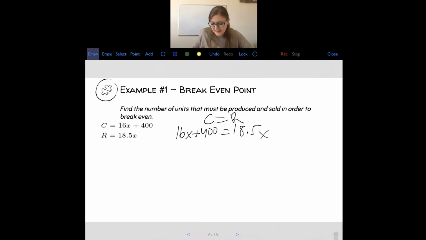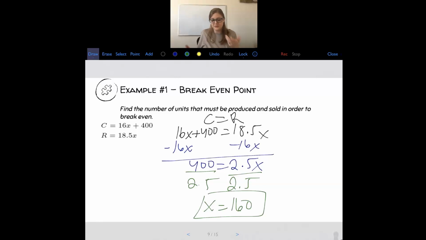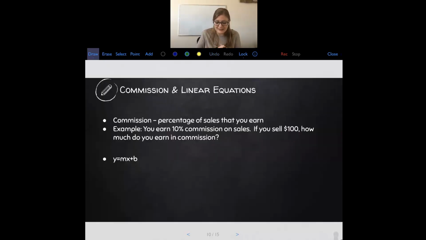Okay, so we solve this like we would any other equation. I'm going to move 16x to the other side to get 400 is equal to 2.5x. And then we divide both sides by 2.5 to get x is equal to 160. So 160 units have to be produced and sold for the break-even point of this scenario. Okay. Next, we're going to talk about commission and linear equations.